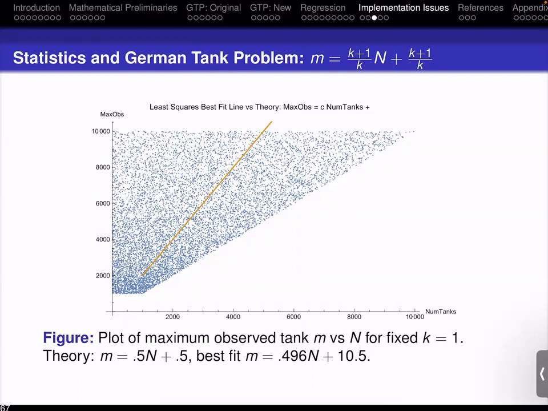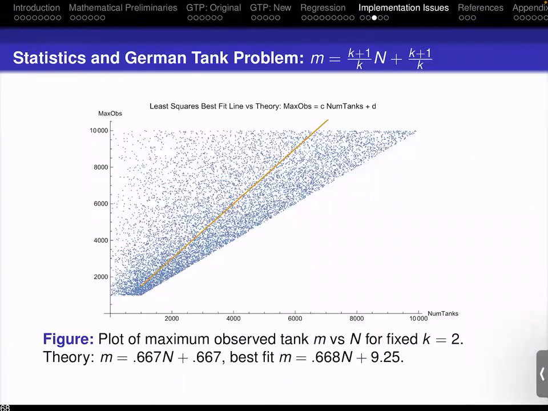Now the intercept is different. Okay, but I'm talking about thousands of tanks. Being off by 10 tanks out of thousands is not a huge deal. It's the slope that I care about more. And so we see with k equals 1, if we put the quantities on the right axes, it actually does a really good job.